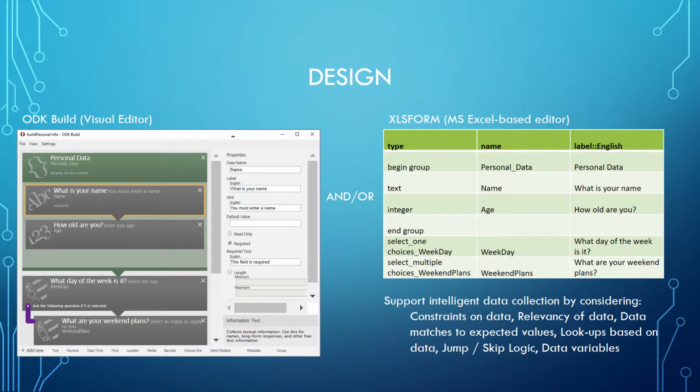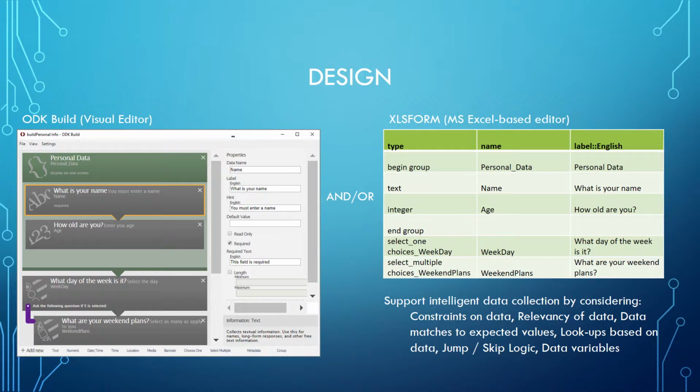When it comes to designing a digital form, there are several tools that can be used, ranging from simple and intuitive to powerful and flexible. Here are a couple examples. On the left is a simple tool called ODK Build, a visual editor, which uses a drag and drop interface to quickly create simple forms.